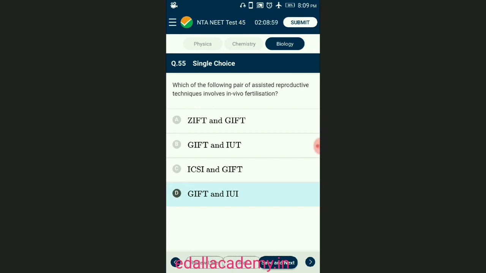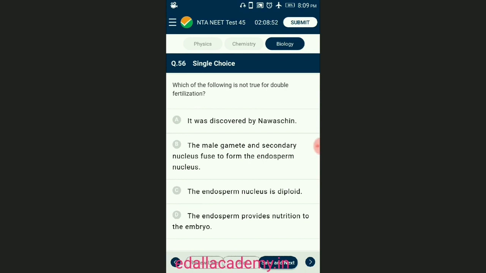Question number 56. Which of the following is not true for double fertilization? The endosperm is a tissue produced inside the seeds of most of the flowering plants following fertilization. It surrounds the embryo and provides nutrition in the form of starch. It can also contain oils and proteins. The answer is option C, the endosperm nucleus is diploid. That is not true for double fertilization.